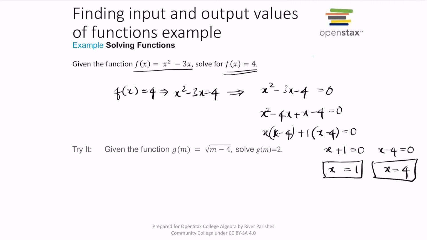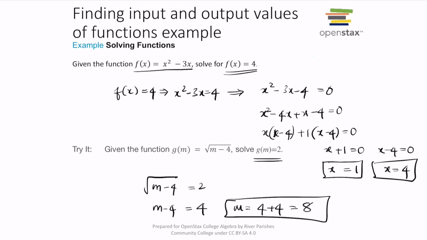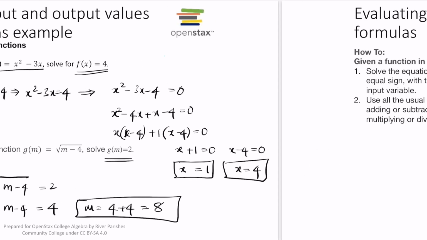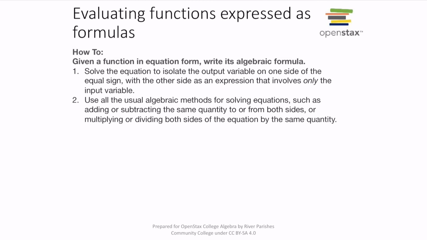So use the same principle now and try to solve the second problem. They have given us g of m equal to root m minus 4. So g of m equal to 2. So root m minus 4 equals 2. How would you solve this? Square on both sides. So m minus 4 becomes 4. So m becomes 4 plus 4. That becomes 8. That's it. So this is how we can find input and output values in a formula.